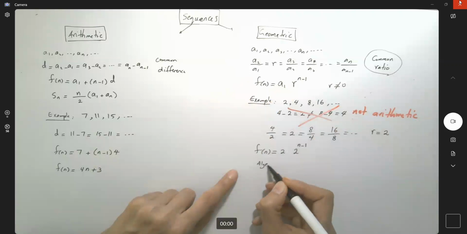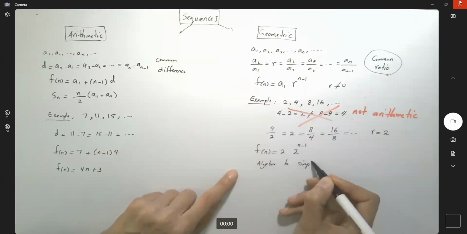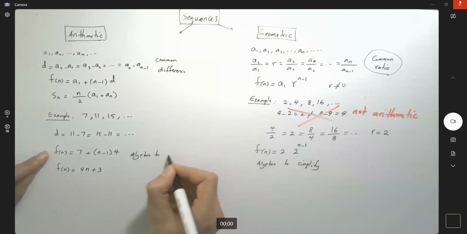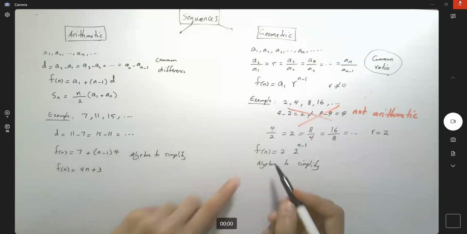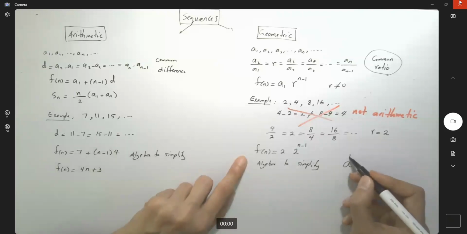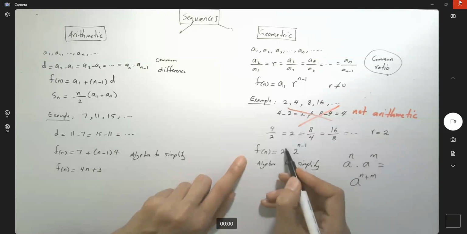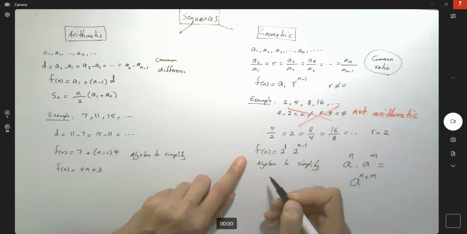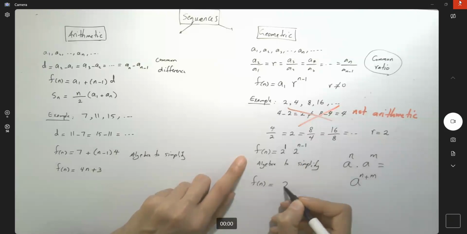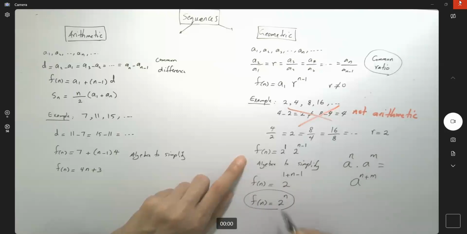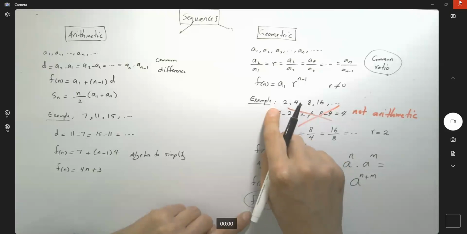Now you have to do algebra to simplify. Remember that if you have a to the power n times a to the power m, algebra says you can write one base and add the exponents. This is 2. The exponent is invisible, which means that the exponent is 1. So f of n is written as 2 to the power 1 plus n minus 1. So f of n is nothing but 2 to the power n. This is the general term for this geometric sequence.